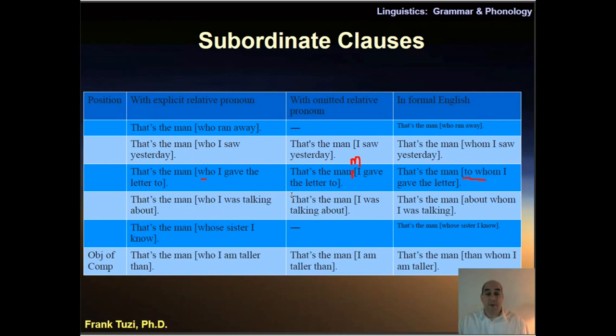Let's go down to the next one. That's the man who I was talking about. These are the same things, right? I was talking about him, right? That's the man I was talking about. That's the man who I was talking about. Okay, again, the who here is missing. That is the man about whom I was talking. This is the proper formal way of saying it.